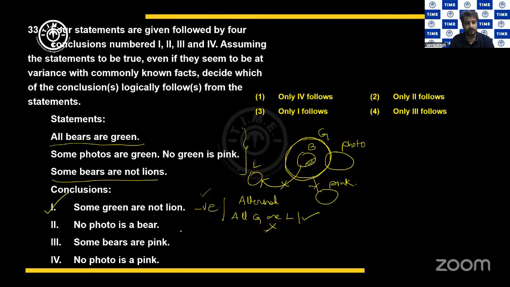Next. No photo is B. Negative. No photo is B. Negative. What I have to prove? Some photo or B.